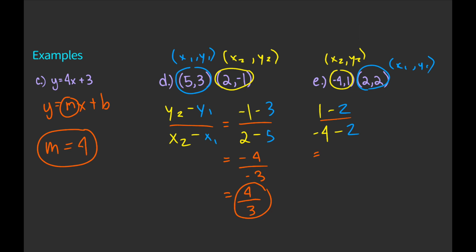Now we're going to simplify this. In the numerator, 1 minus 2, that's -1, over -4 minus 2, which is -6. The negatives are going to cancel out, and we're going to be left with 1 over 6. And that is the slope of this line.